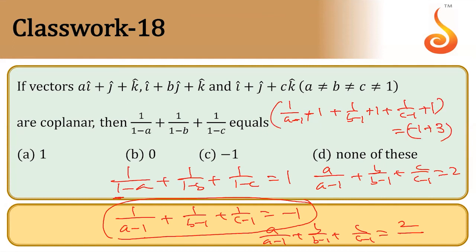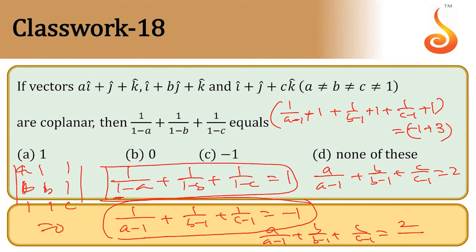Because they'll ask three types of questions. The three types of questions will come. Basically, what comes here? The scalar triple product equals 0. 1 by a minus 1, 1 by b minus 1, 1 by c minus 1 equal 0. Now you can simplify to get the answer here. These are three standard results.